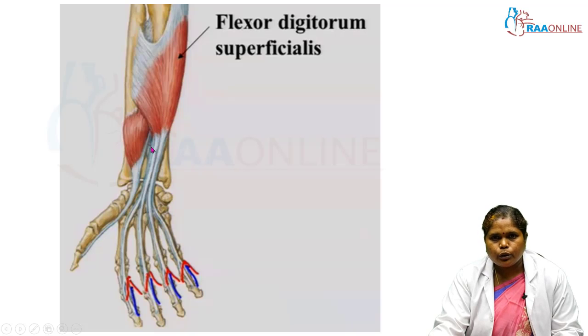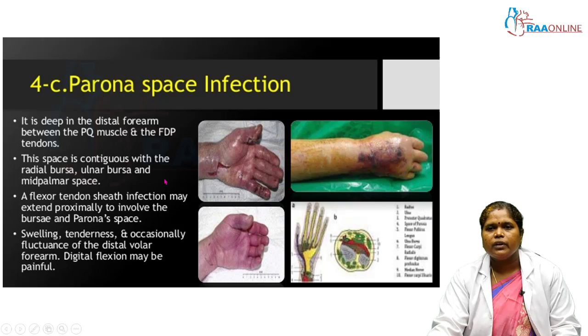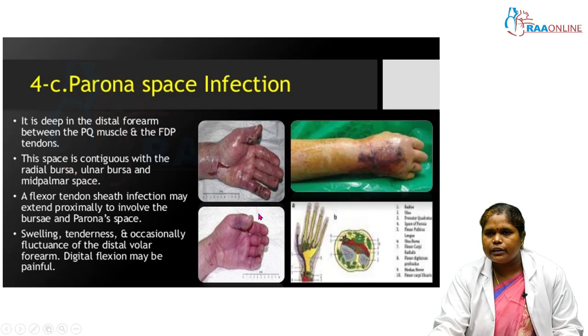And deeper to this will be the forearm space of Parona, and behind that will be the pronator quadratus muscle bridging the radius bone and this ulnar bone. Okay. Again, you can see the infected forearm space of Parona. Here you can see the infected space. So I told you it is a deep space or intermuscular space in the lower part or distal part of the forearm between pronator quadratus muscle and flexor digitorum profundus tendon.